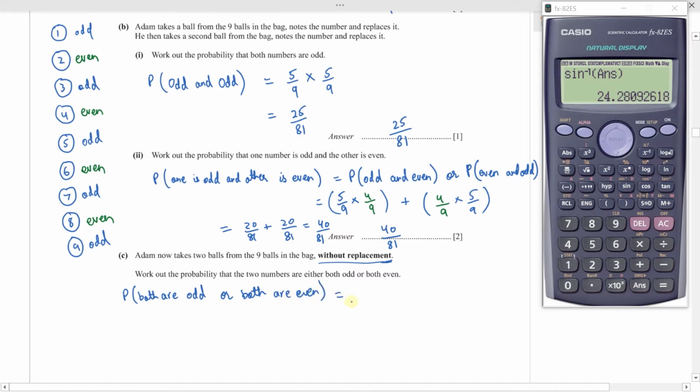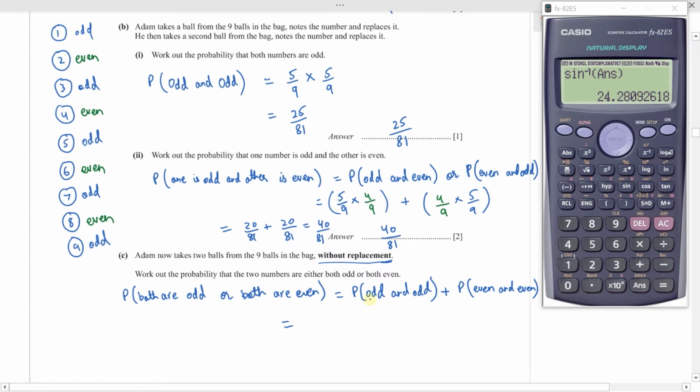So that means you get the probability of getting odd and then again odd, or the probability of both being even. So this is an or, which means you will add. You get both odd or you get both even. The first one is even and the second number is also even. So this time this is without replacement. So let's calculate this.